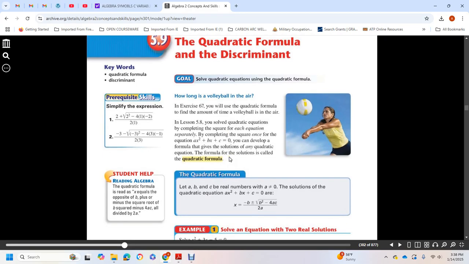The quadratic formula: let a, b, and c be real numbers where a is not equal to 0. The solutions of the quadratic equation ax squared plus bx plus c equals 0 are x equals negative b plus or minus the square root of b squared minus 4 times a times c, all over 2 times a.